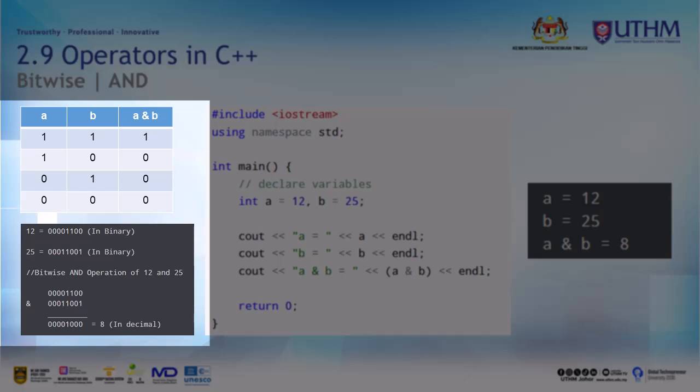The bitwise AND operator compares corresponding bits of two numbers and returns 1 if both are 1, otherwise it returns 0. Thus, A and B results in 8.